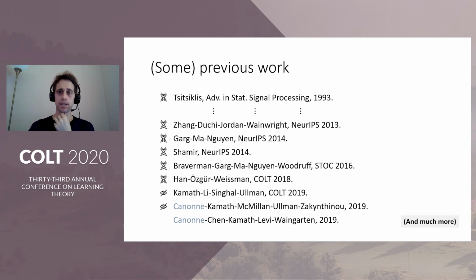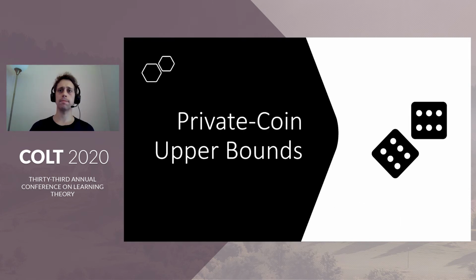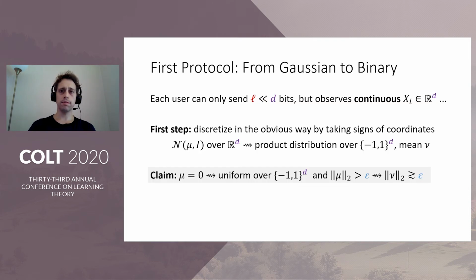So at this point, I'd like to give you a flavor of our upper bounds, namely the 3 algorithms we provide, 2 private coin and 1 public coin, and start with the private coin upper bounds. So our first algorithm works in 2 steps. The first step is to discretize the data. So the users observe a continuous sample from a Gaussian, but they can only send L bits. So what's a natural thing to do to discretize their observation? Well, they can just forget about a lot of information, just take the signs of each observation they make.